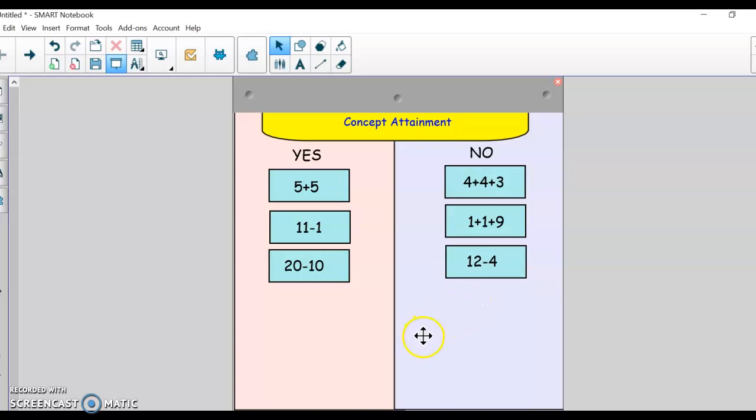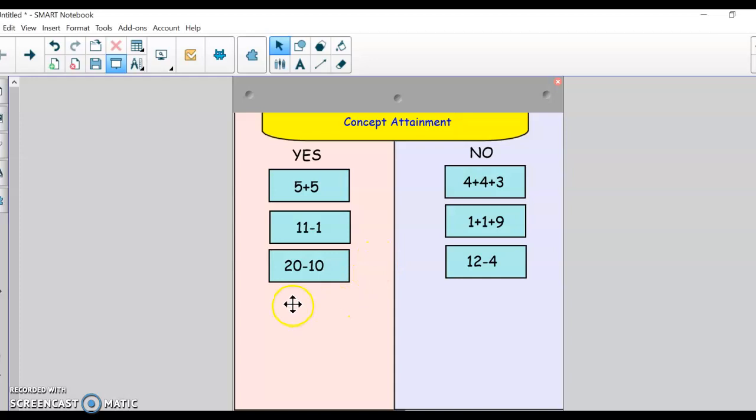So then the students who are presenting this would ask the rest of the class, what is this concept that they are trying to illustrate? And hopefully the students would suggest that it was math facts to 10.